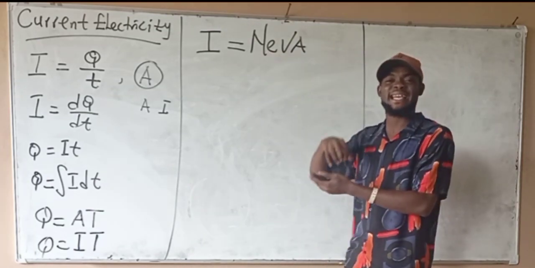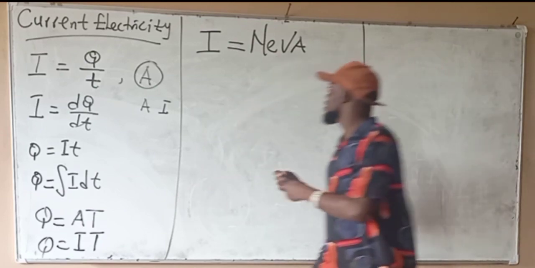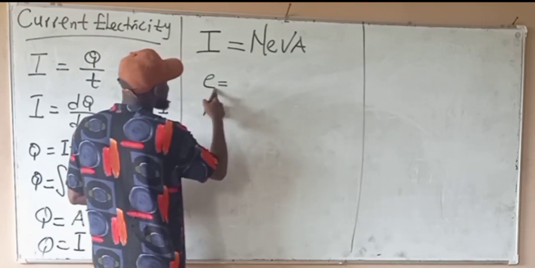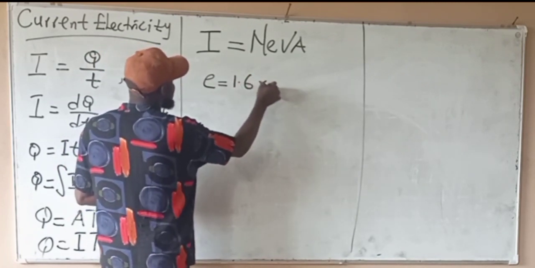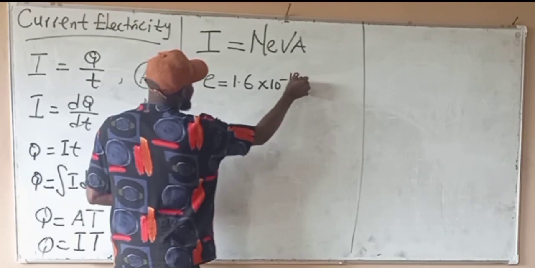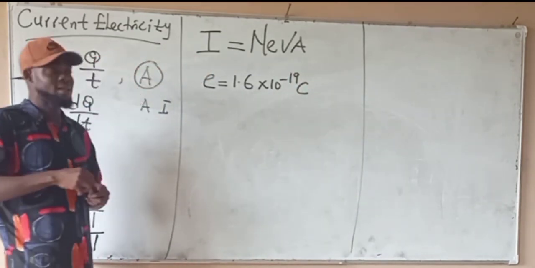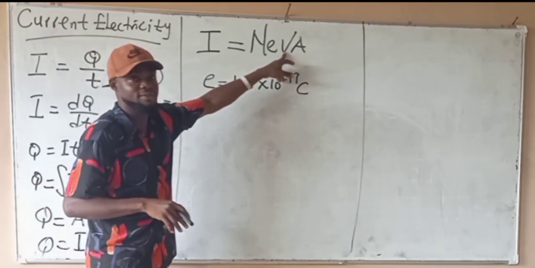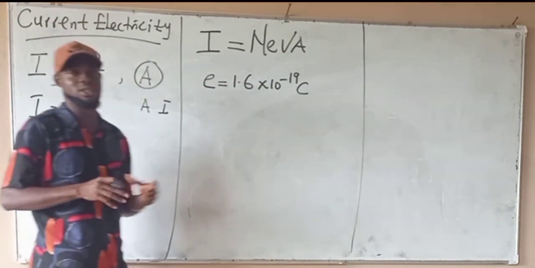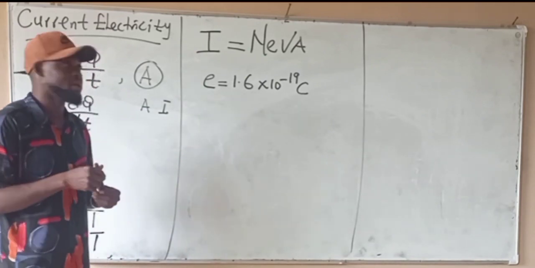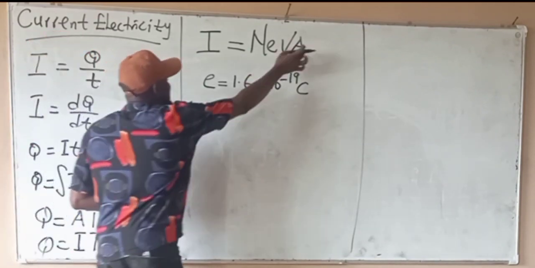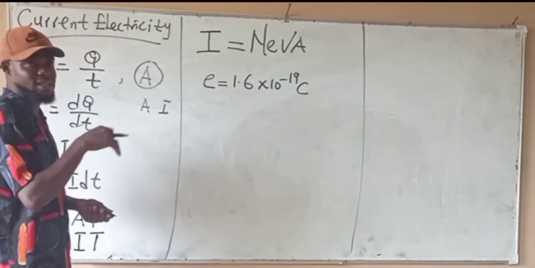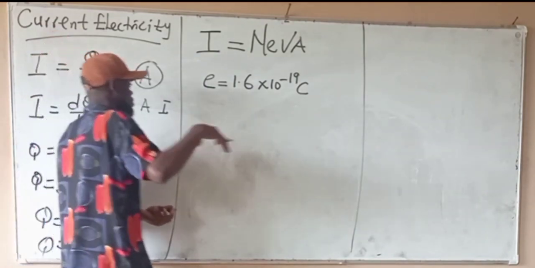Then E is called elementary charge. Remember from chapter 1, when we talked about charge, we said elementary charge is 1.6 times 10 to the power minus 19 coulomb. That is E there. The V is called drift velocity. The A is the cross-sectional area of this conductor we are trying to look at.